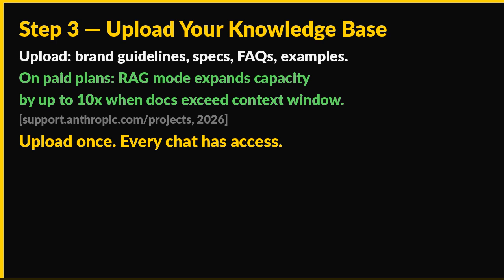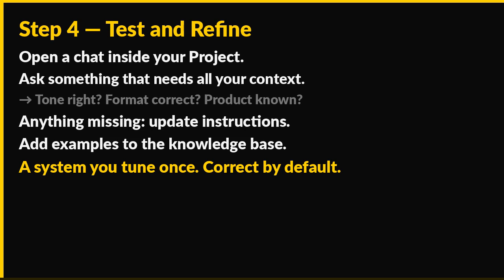Step 4. Test it. Open a new chat inside the project and ask something that requires all that context. Ask Claude to write a product email. It should nail your tone, reference your product, and follow your format without a single extra instruction from you. If it misses something, update the project instructions. This is a system, not a one-shot prompt.